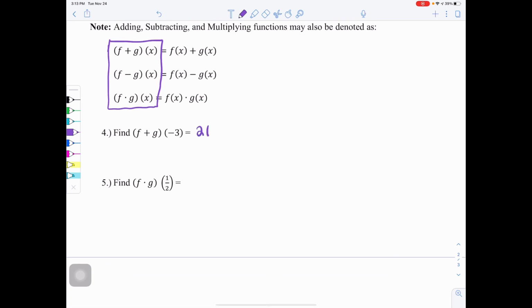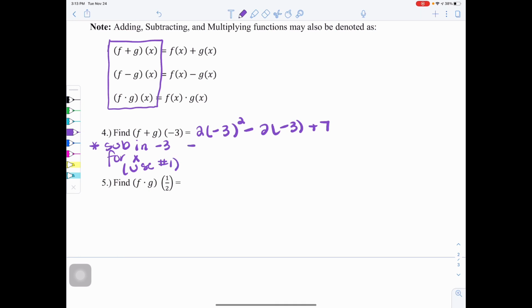I have 2 times negative 3 squared, and we have talked several times about the importance of having that negative 3 in parentheses when you substitute, minus 2 times negative 3, and then plus 7. So as a quick note, so you remember later what we did, we're going to sub in negative 3 for x, but going back to number 1 up above.